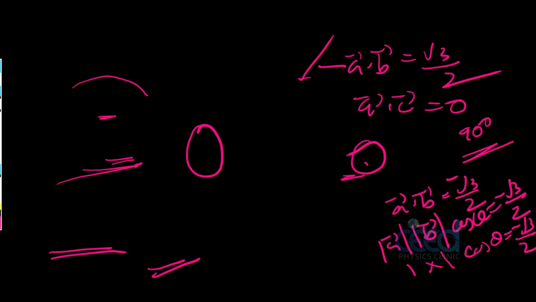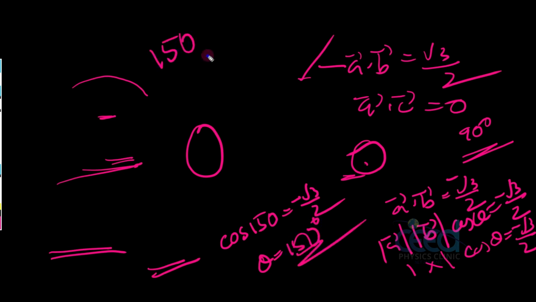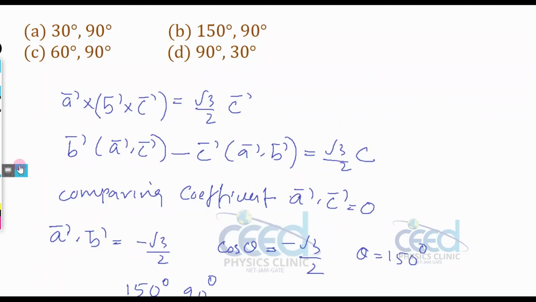So minus root 3 by 2 value exists for sine 30. It is in the second quadrant, so I can write 180 minus 30, right? So cos 150 is minus root 3 by 2. So angle theta is equal to 150. So 150 and 90 degrees, that is the answer. Let us go to the main screen and check. Yes, we have the option 150 and 90. So that's the answer. Now let us go to another problem.